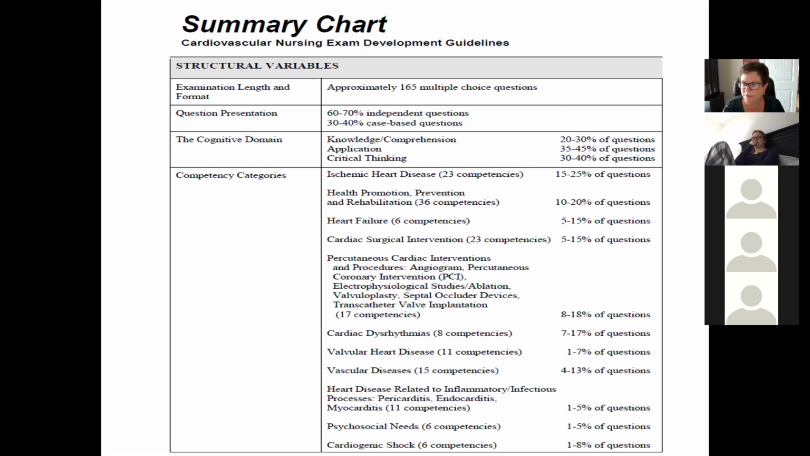Heart failure, we prefer to call it heart function now, can be up to 15% of the questions. Cardiac surgery intervention can be up to 15%. PCI is probably weighted closer to 18%, and the surgery component closer to 5%. The reason for that is not every center in Canada does cardiac surgery, and so the questions about surgery are pretty general.